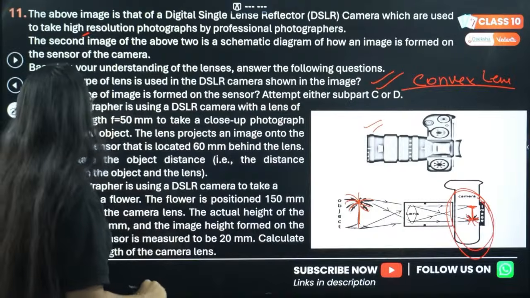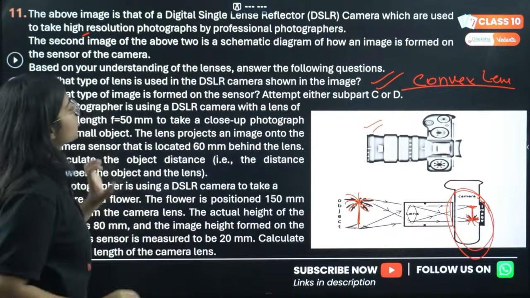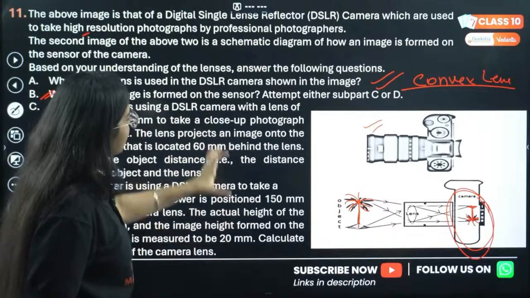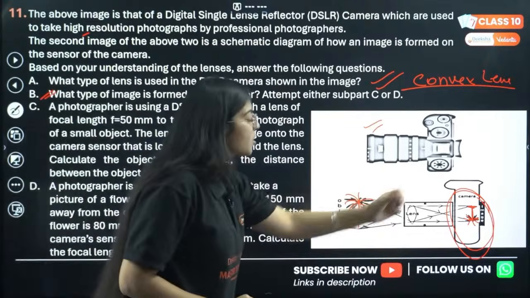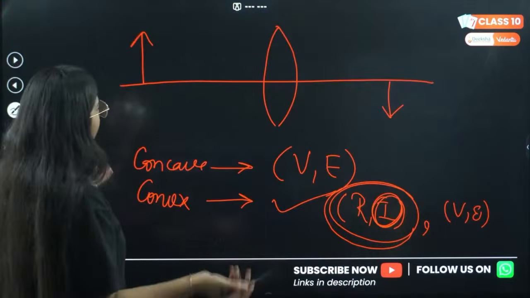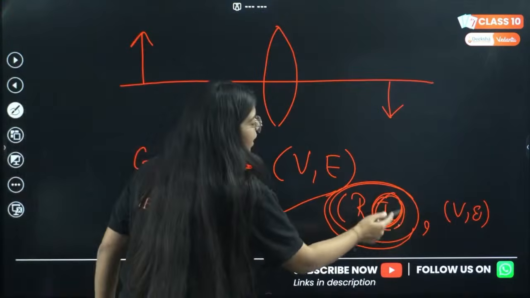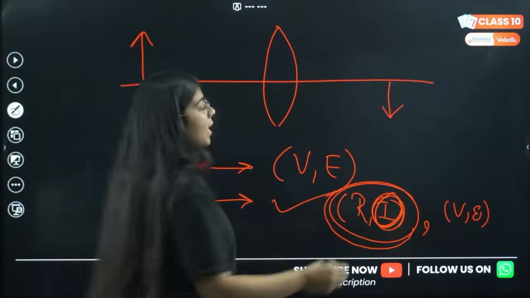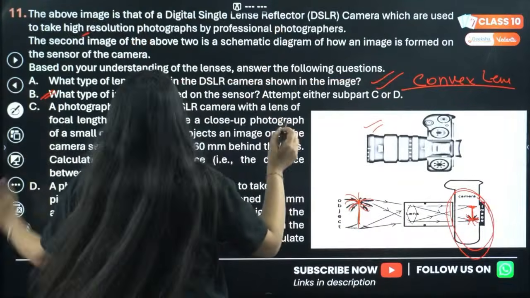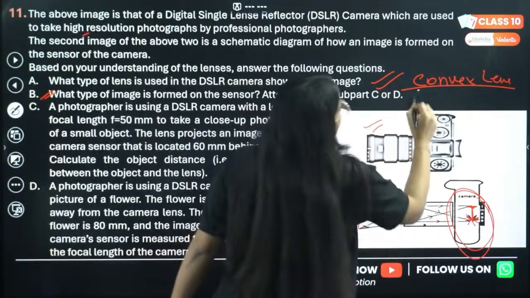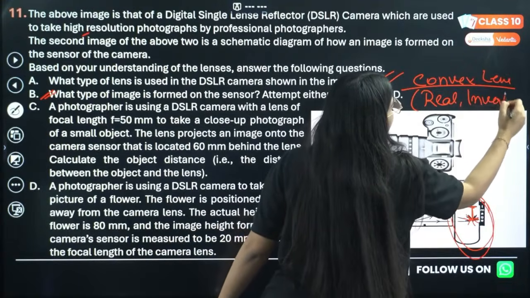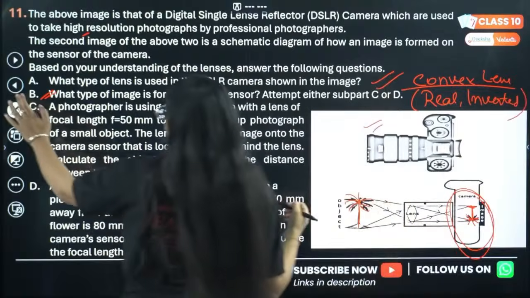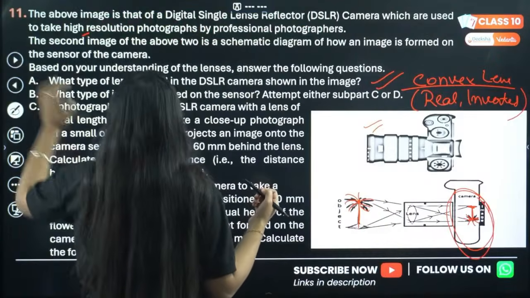Correct? B part is, what type of image is formed on the sensor, and then attempt either C or D. Okay, which kind of image is being formed? We already clarified that it's inverted. If it's inverted, then it's real. So here we can write the image that is formed is real and inverted. Correct? Then coming back to the third part.